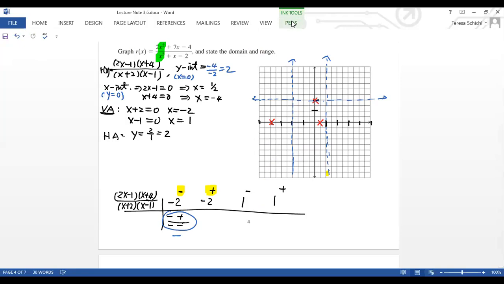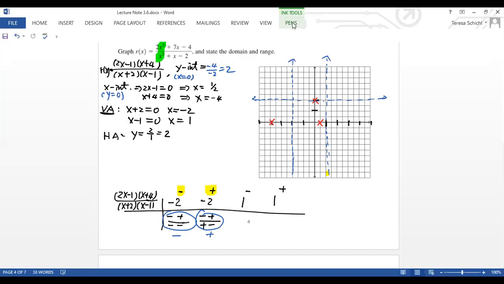Now the next one. Take a look: for negative 2 from the right-hand side, 2x minus 1 is going to be negative. If you don't believe it, choose negative 1 to put in here. Then x plus 4 will be positive, and negative 1 on the bottom will give positive and negative. So the whole thing will give you positive.